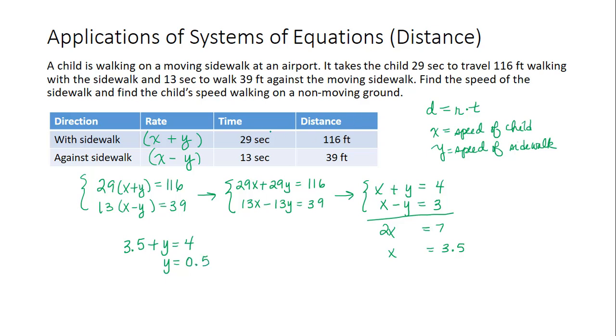Now understand what units we're in. It would be feet per second, right? So the child is walking at 3.5 feet per second, and the sidewalk speed is 0.5 feet per second.